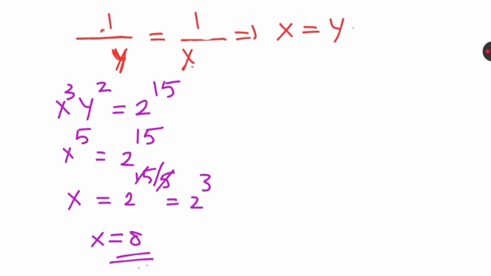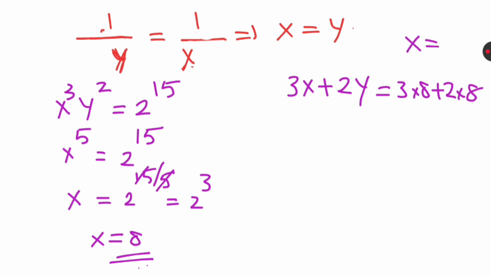What they asked is to find the least value of 3x + 2y. So here you need to substitute the x value. What is the x value? 8. And the y value is also the same. What is the y value? It is 8, because x = y. So this is 24 + 16, which gives 40. That is the least value of 3x + 2y.